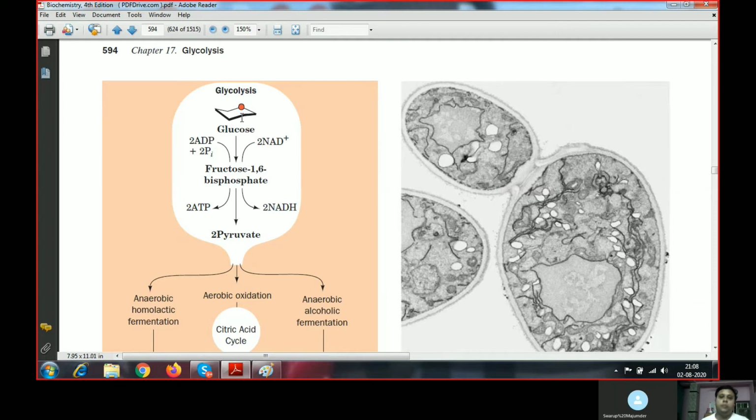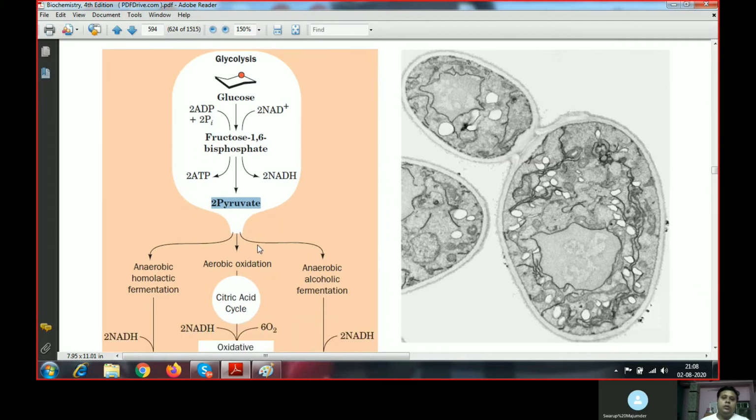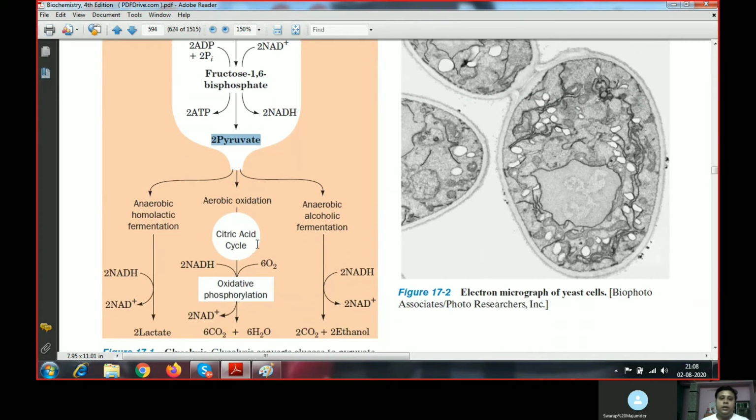So glucose is a 6 carbon sugar and pyruvate is a 3 carbon compound, and that is why after complete breakdown of glucose via glycolysis, we are generating 2 molecules of pyruvate, because pyruvate is a 3 carbon compound. So now we are going to the different fates of pyruvate. There are definitely 3 different fates of pyruvate available, and 2 of them are anaerobic.